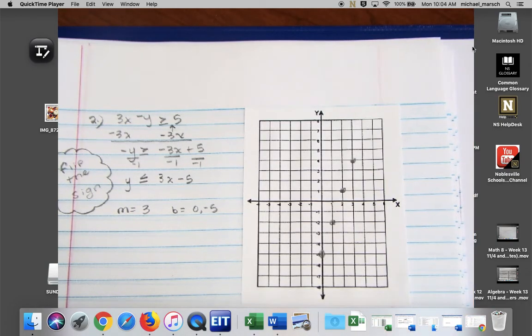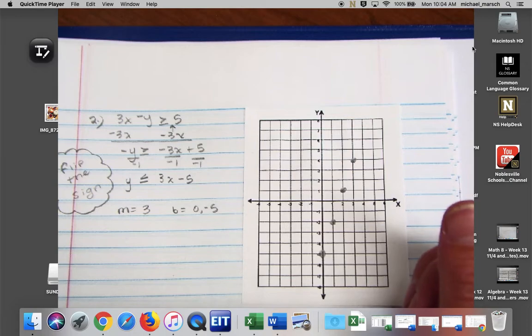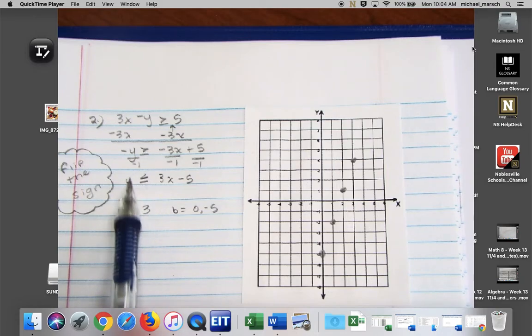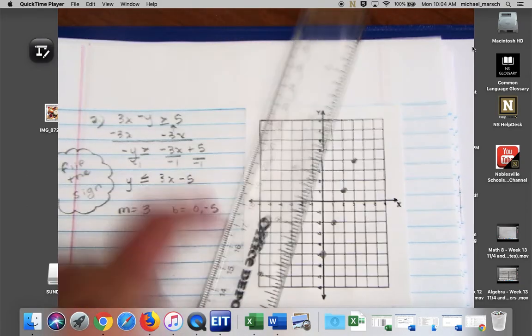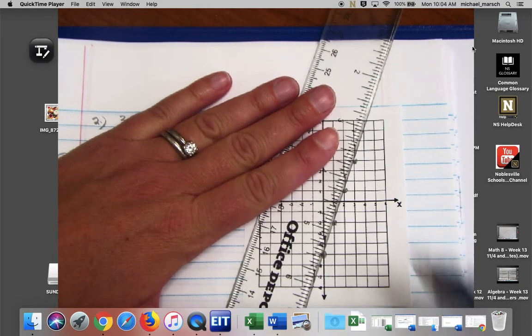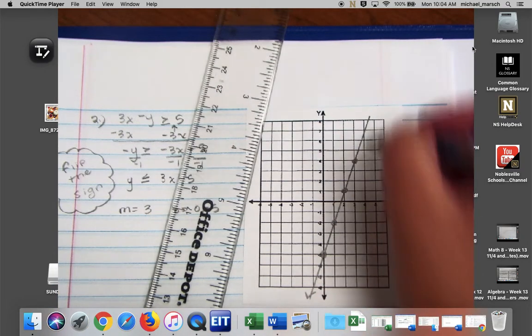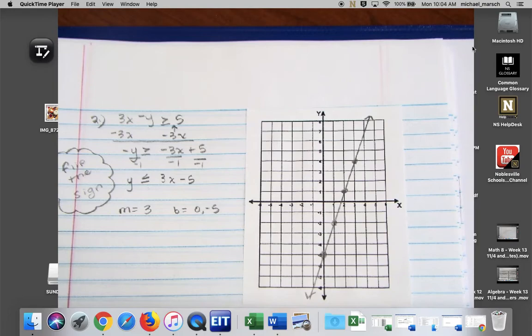Now I have to ask myself, do I draw a solid line or a dashed line? If it's equal to, it's going to be a solid line, right? So since it's less than or equal to, that's going to be a solid line there. So let me go ahead and connect these points. Remember, I advised to do 4 so you can get a really accurate line.